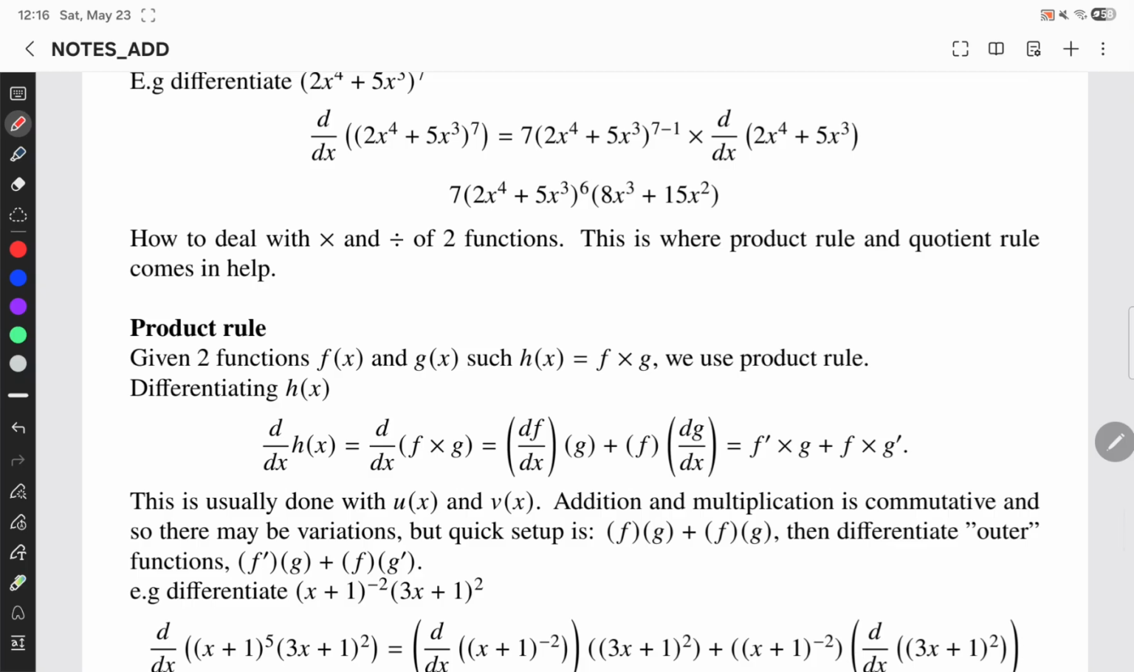How do we deal with multiplication and division of two functions? This is where the product rule and quotient rule come in to help.